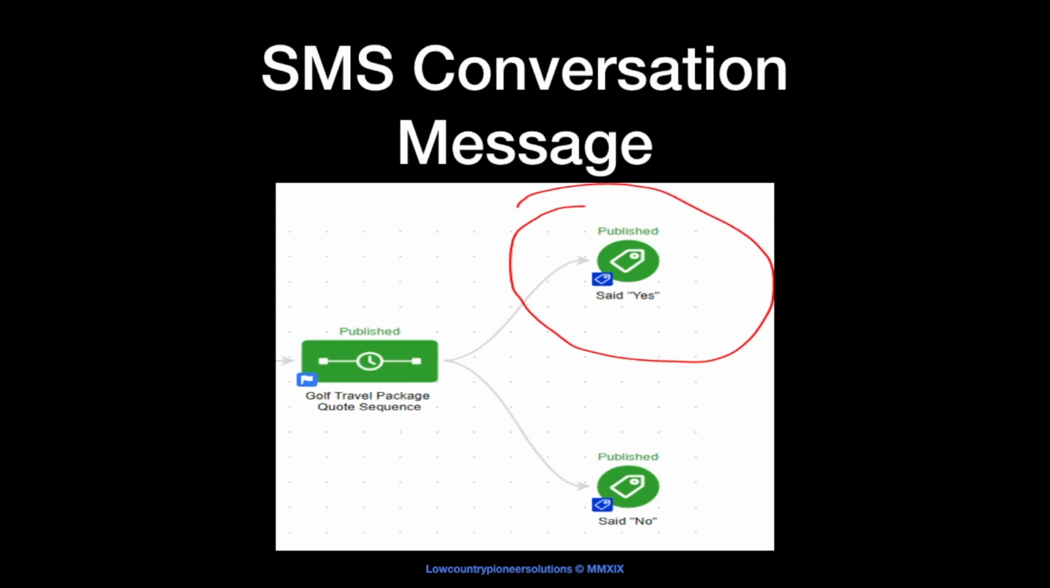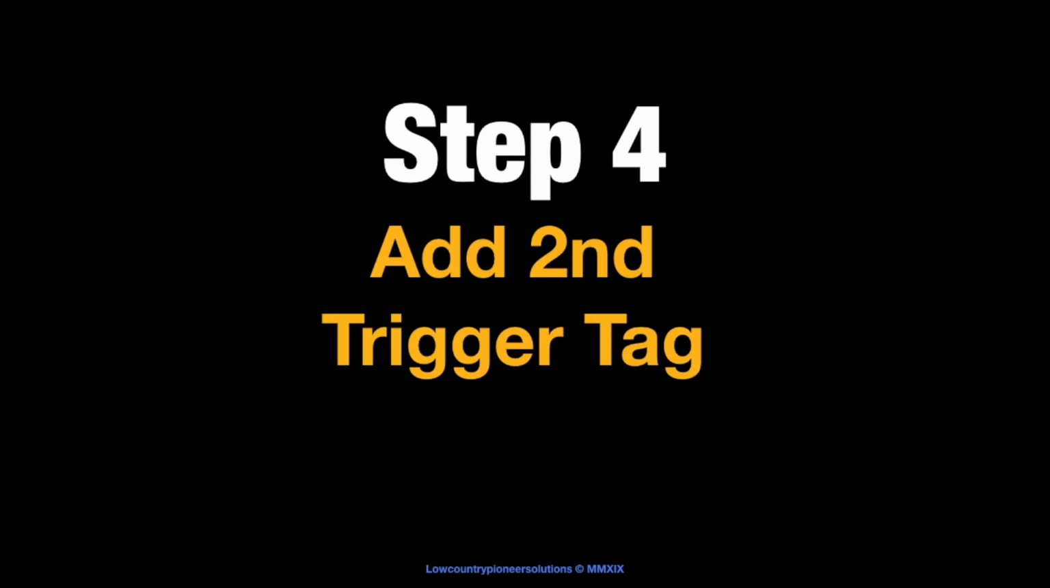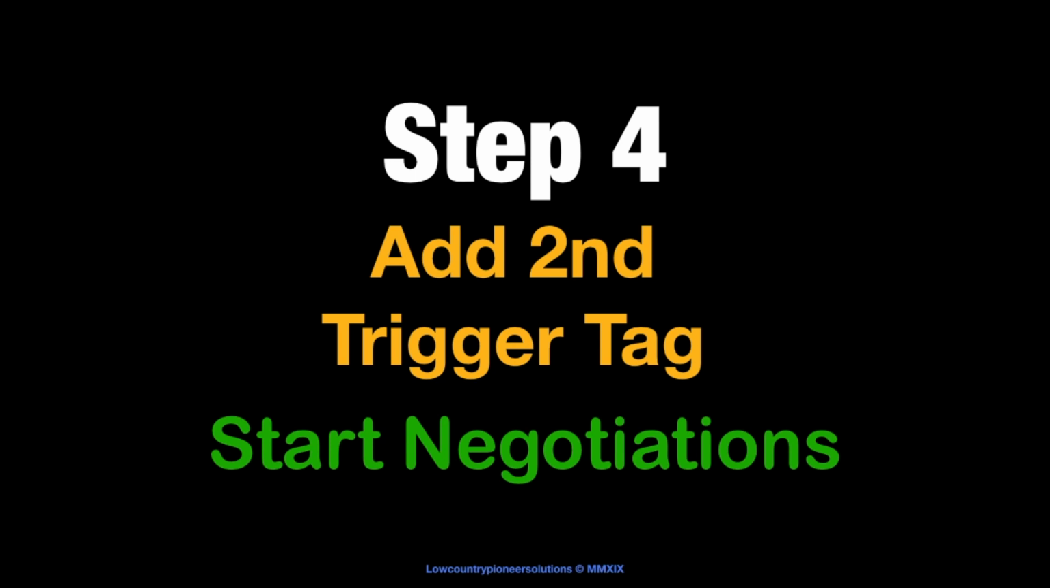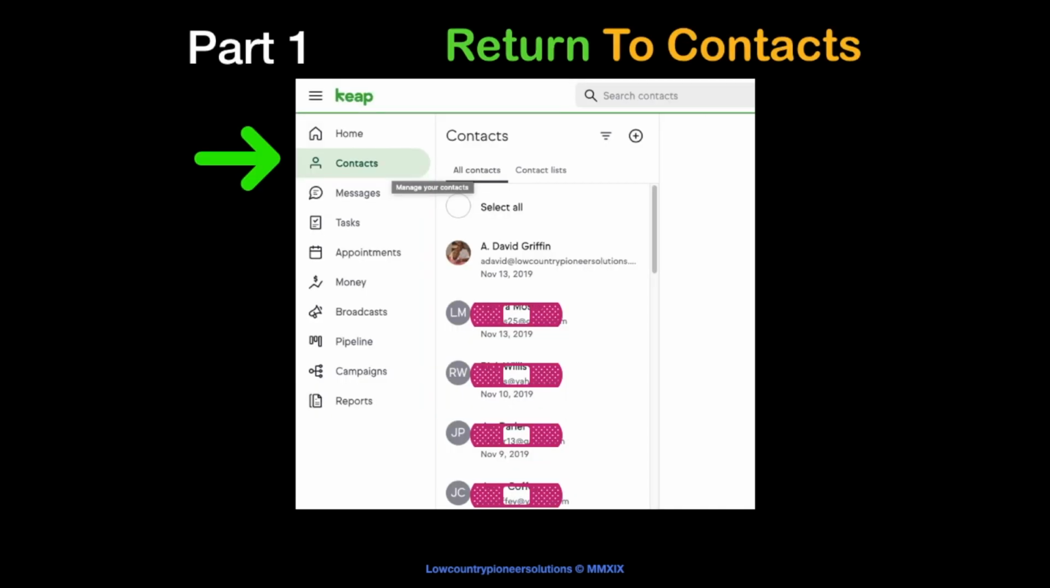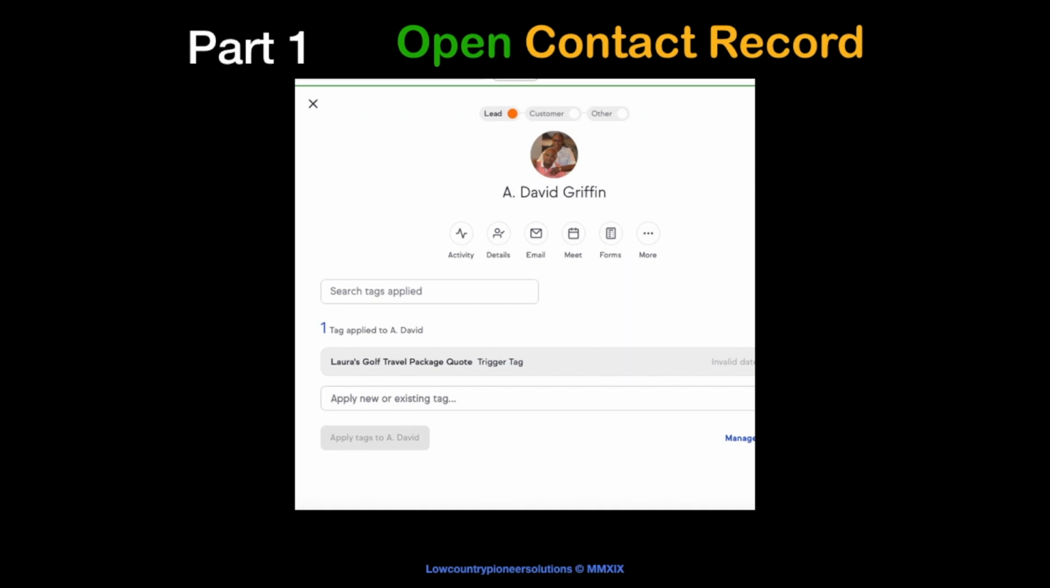So now Laura has received my response and now moves into step 4, which is adding a second trigger tag, which really begins the negotiation process. Going back into the Keap system, it could still be open, as a matter of fact, on her computer or laptop or iPad. You can even do this on your mobile device. Go to contacts, identify the correct contact, which would be me in this case. You'll notice there's already a trigger tag applied. We applied first, Laura's golf travel package quote.